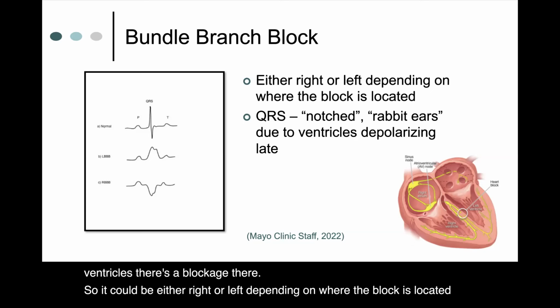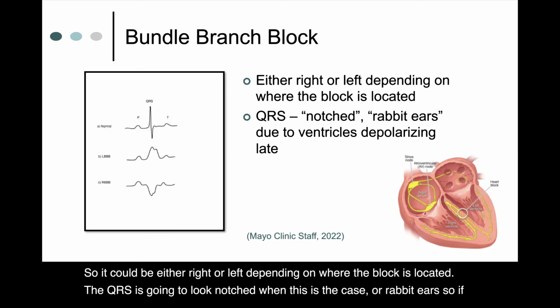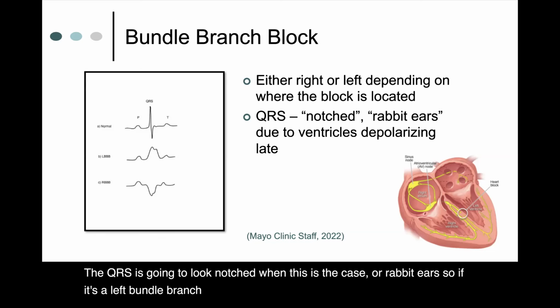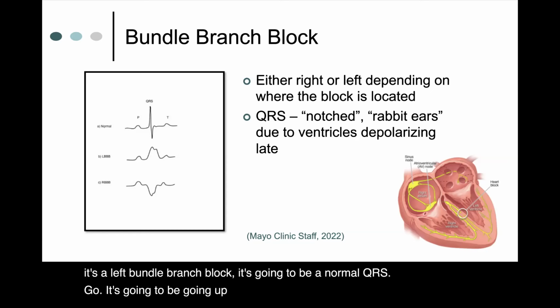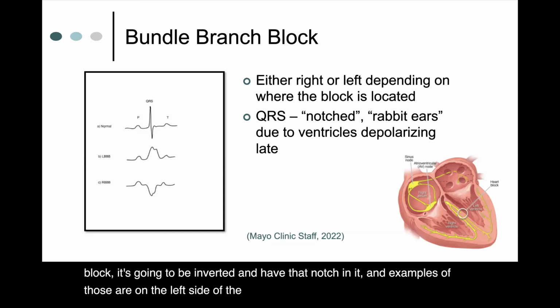The QRS is going to look notched when this is the case, or rabbit ears. So if it's a left bundle branch block, it's going to be a normal QRS going up and have a notch. If it's a right bundle branch block, it's going to be inverted and have that notch in it. And examples of those are on the left side of the screen there.